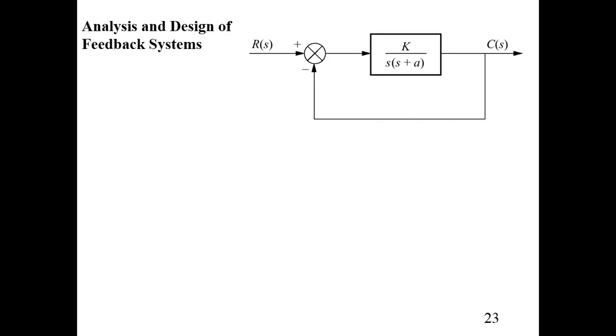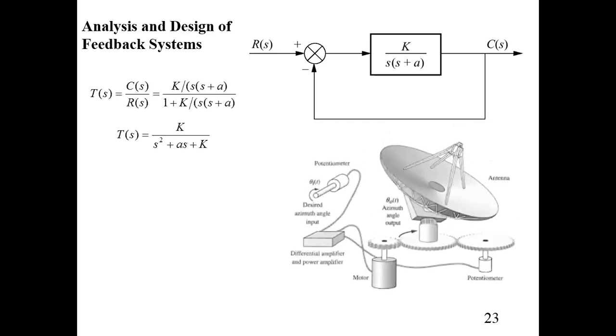Let's consider an example. Here we have a system which can model a control system such as antenna azimuth position control system. This feedback control system can model the amplifiers, motor, loads, and the gear.